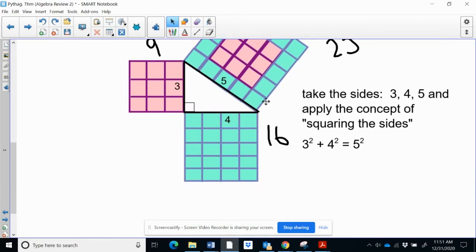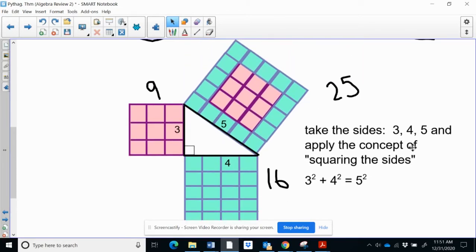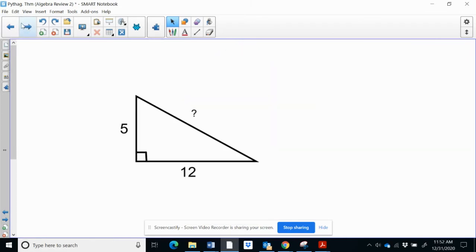So what we did is we took the sides 3, 4, and 5, and we applied the concept of squaring all the sides. So we squared the 2 legs, added them together, and that equals the square of the hypotenuse. This relationship is true for all right triangles, and it gives us a way to find a missing side on a triangle such as this one. Okay, I'm going to switch over to the document camera, and we're going to figure out what this missing side is by squaring the 2 sides and adding them together.